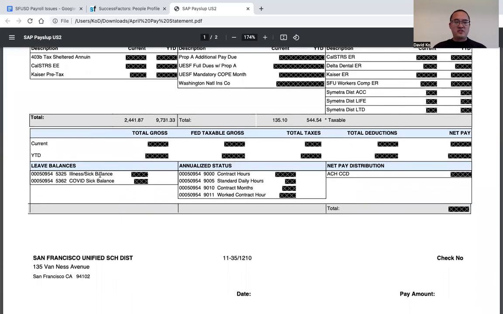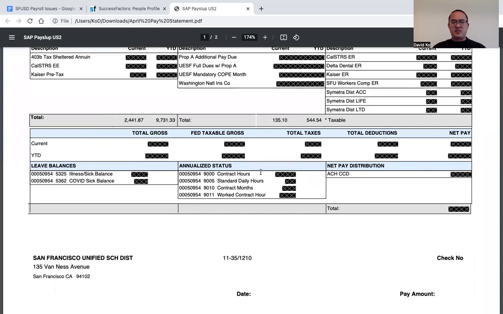Under leave balances, there's illness, sick balance. This is just generic sick time, personal leave, bereavement, all in that category. And then there's a separate line item for COVID sick balance. Note that the COVID sick balance, at least to my knowledge, is only going to be for the current school year, and it's unclear whether it's been promised or if it'll come back for next school year. You know, largely dependent upon what happens with COVID.